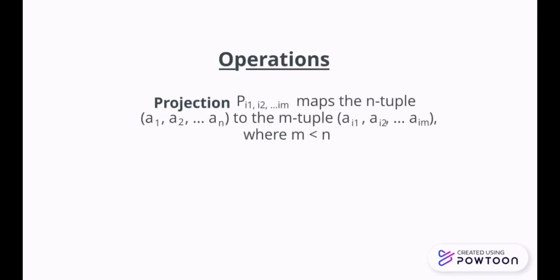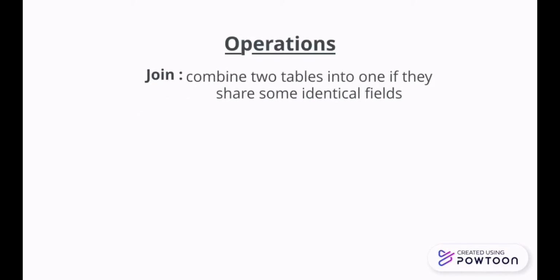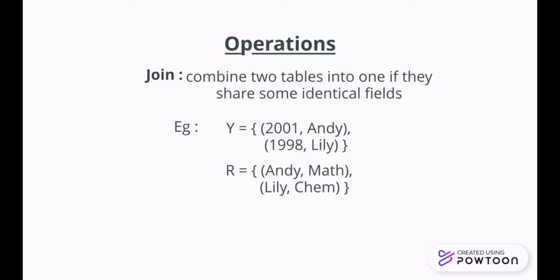Operations. Projection P maps the n-tuple to the m-tuple where m is less than or equal to n. For example, if we had a database of student records, then applying the projection P to 4 to the student records, we will get this. Next operation is join, which combines two tables into one if they share some identical fields. For example, if we are given relation of Y and R, the join of Y and R will be like this.